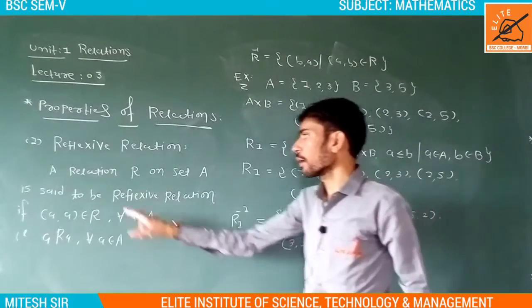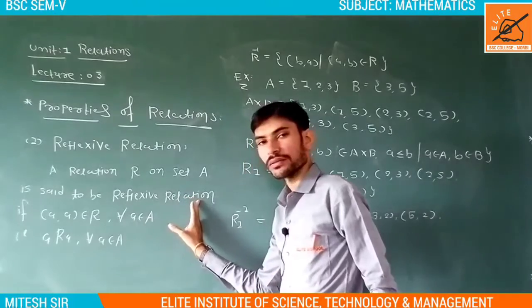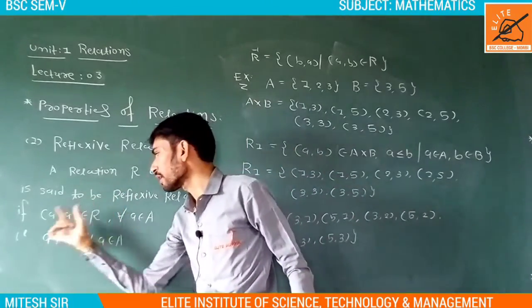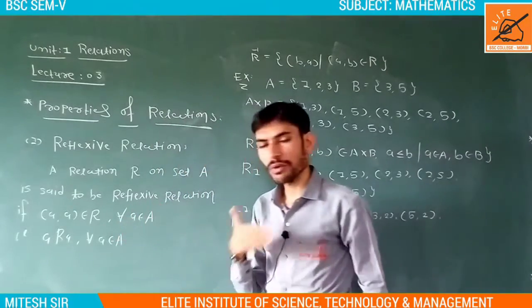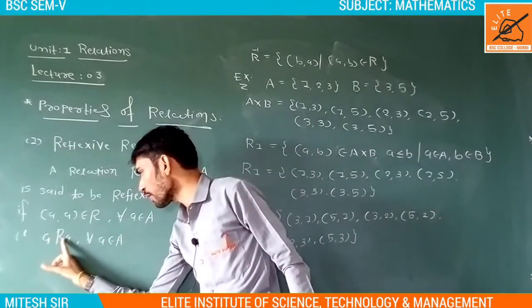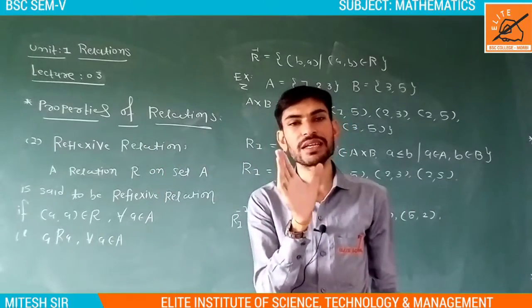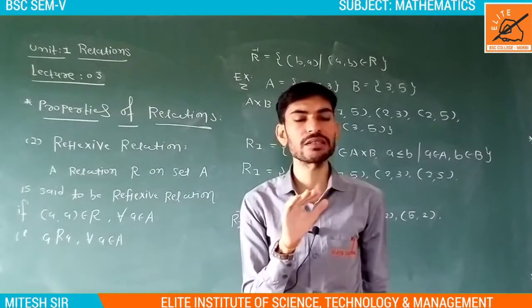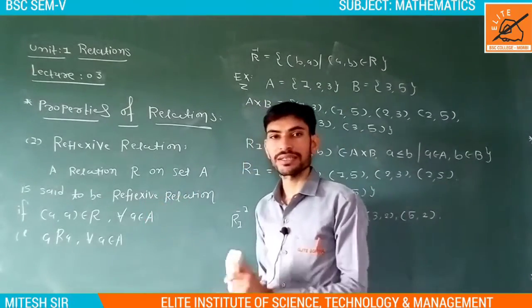A relation R on set A is said to be reflexive if your relation contains the pair (A, A) for every A belonging to A. In other words, we write A related to A for every A belongs to A. In short, friends, every element of our set A must be in relation with itself. Such a relation is called a reflexive relation.